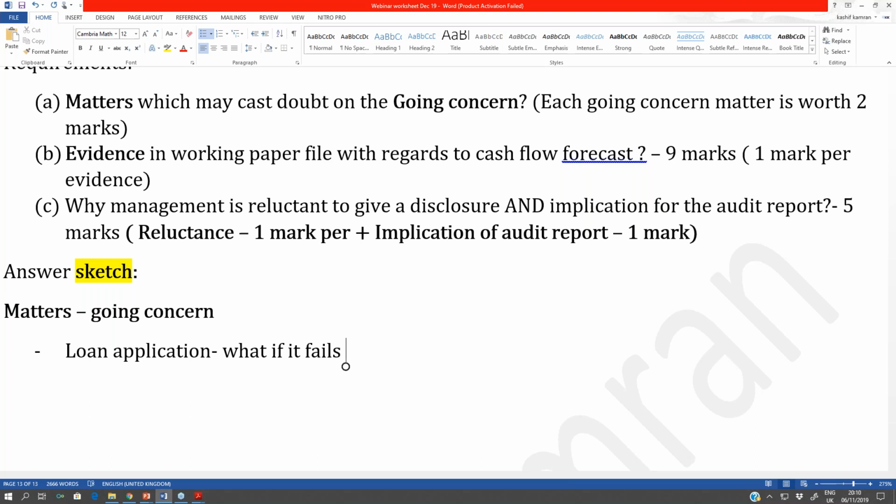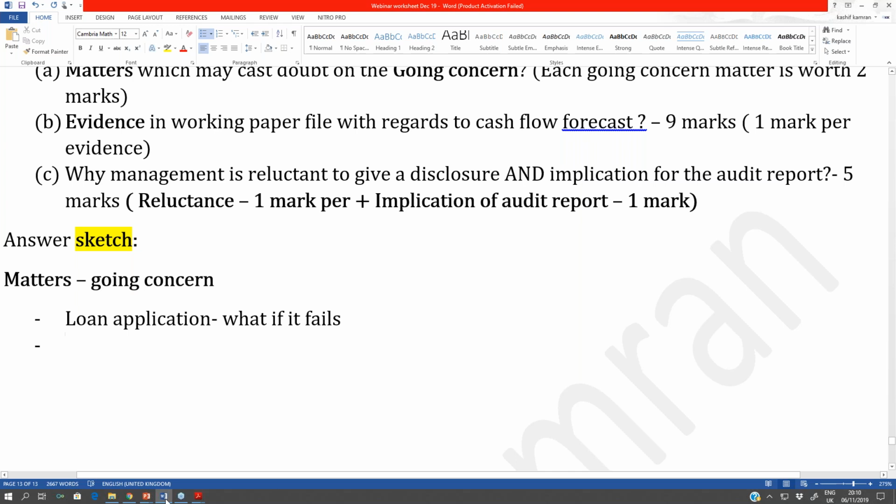Right, this is not a question on risk, right? This is a question on going concern, right? So don't think about the loan application and the risk of management bias in manipulating results. This is a question on going concern. So if the loan application fails, the company might not be getting the new warehouse. If they're not getting the new warehouse, that might impact their future prospects. If the future prospects are dented, the company might be having some doubts on the going concern. Okay, next.